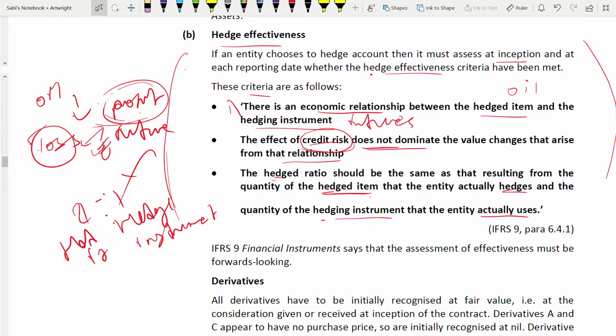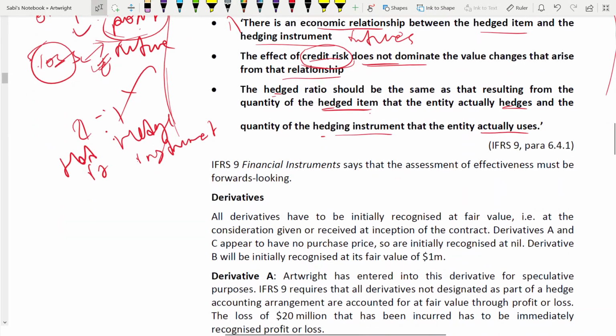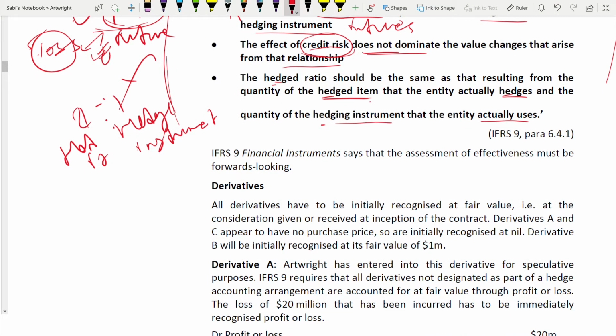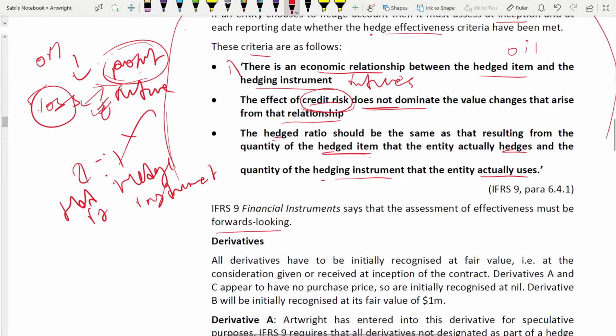Again, I will summarize what I have just told. First, a relationship has to be there between the hedged item and the hedging instrument, that is oil and future. Second, if the value changes in oil or in the hedging instrument, that is the future, it is not because of credit risk. The value in the market changed, the risk increased, or the value of the oil fell down. That's why, because of the relationship. Third, the ratio should be the same: hedged item quantity versus the hedging instrument that they actually use. Now, IFRS 9 says that the assessment of effectiveness must be forward looking. When you're assessing the effectiveness, it must be forward looking.